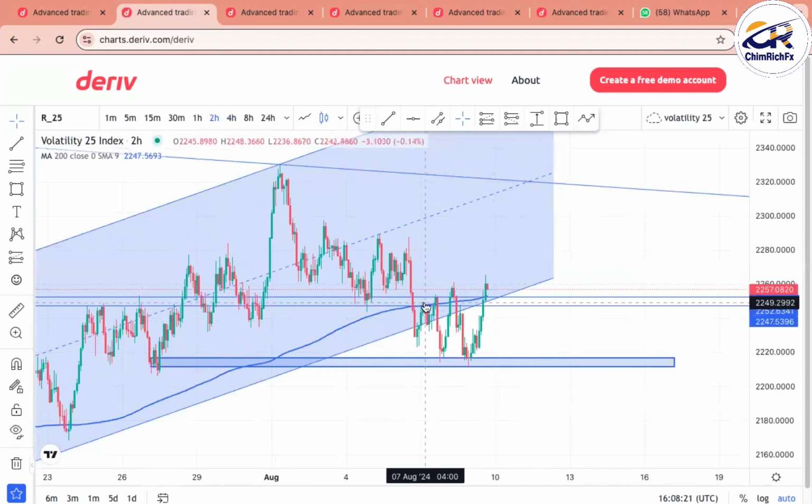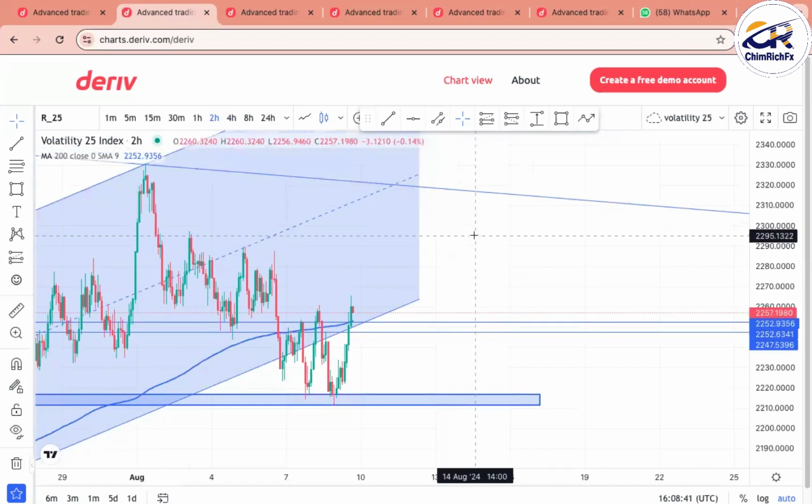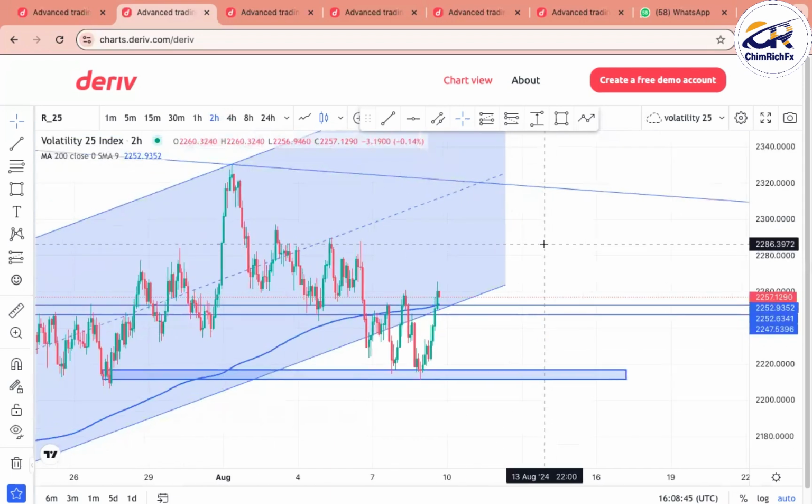sell case scenario. Why? Because from here, you can see a high, another high, a lower high, and now this has formed a lower low. So because of this, I won't go in for a buy. For the V25 index, I think it is more likely to look for a sell case scenario than a buy. But like I said, we have different kinds of traders.